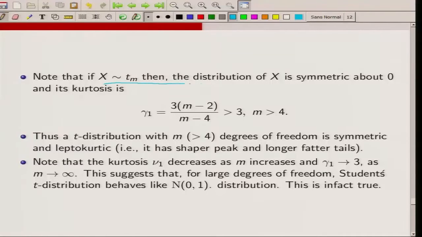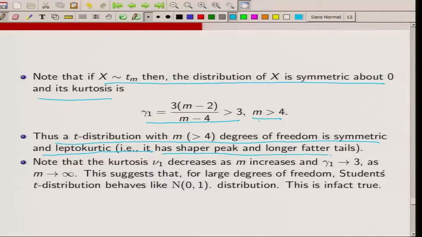Note that if x has Tm, then distribution of x is symmetric about 0 and its kurtosis is given to be this, which is greater than 3 for m greater than 4, because kurtosis would exist only for m greater than 4. Thus, a T distribution with m greater than 4 degrees of freedom is symmetric and leptokurtic, that is it has sharper peak and longer flatter tails. So, T distribution looks like this. Its PDF would increase from minus infinity to 0, then it would decrease. So, it is unimodal. It will have its peak which would be much sharper than the normal one, and that means it will have longer tails.